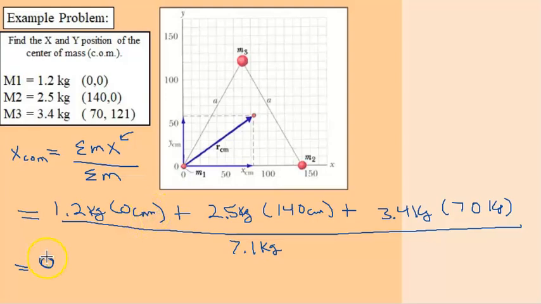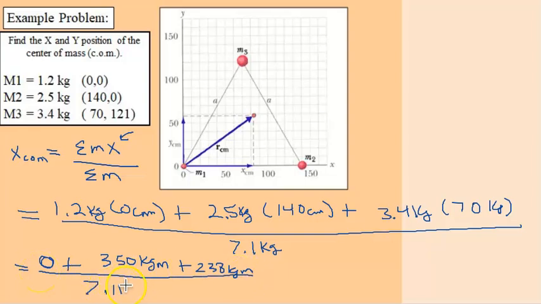Okay, and then this is 0, which sometimes people are like, why are you doing that? But you can think of this as shifting the center of mass closer to the origin. Plus 350, I'm going to put the units in so you can see what happens, 350 kilogram meters, plus 238 kilogram meters, and we're going to divide all of that by 7.1 kilograms.